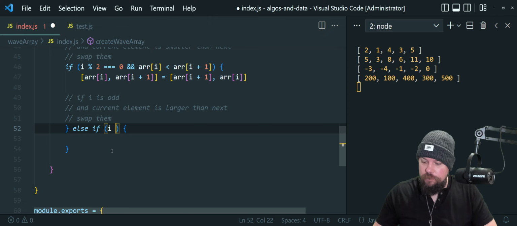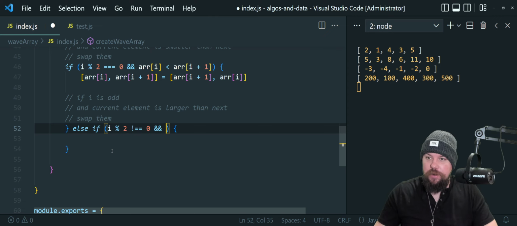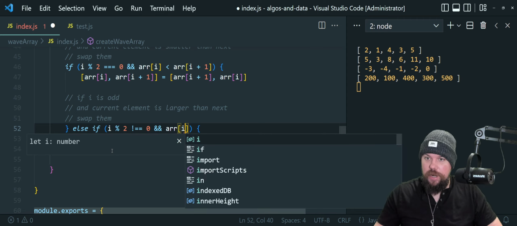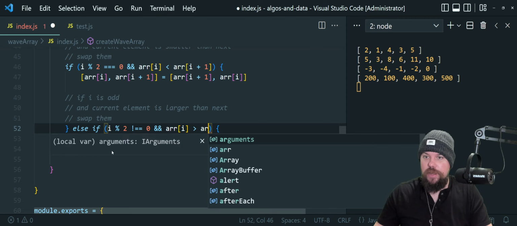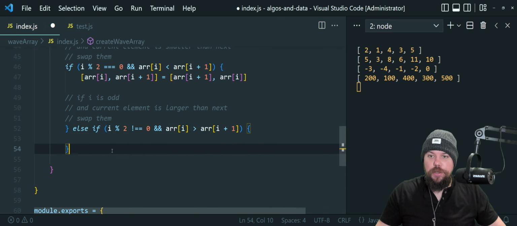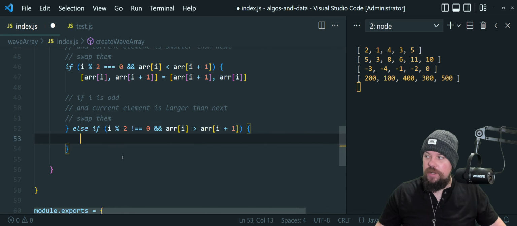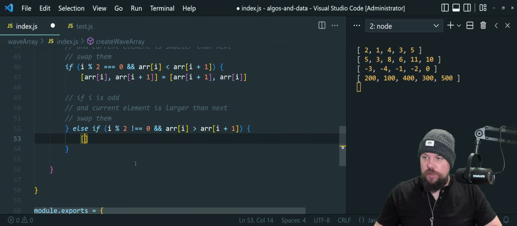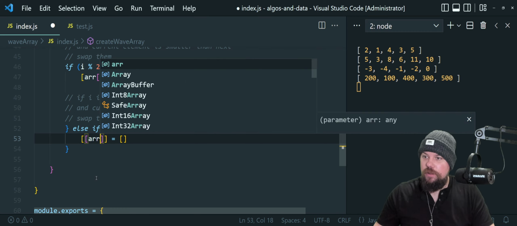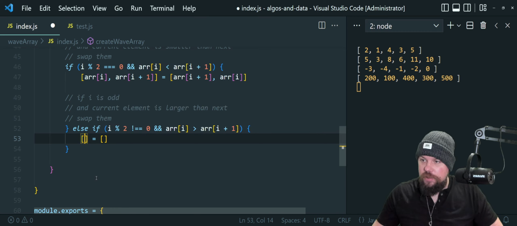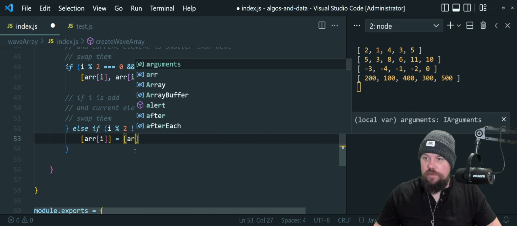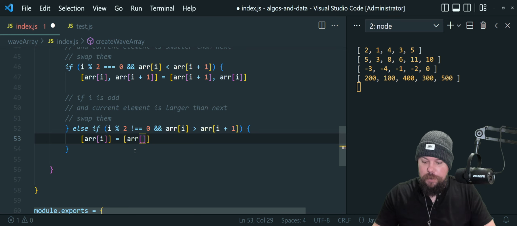So if i modulus 2 does not equal 0, we have an odd iterator. And if our array element we're looking at is greater than our next element, we're going to swap them using very similar looking logic. So we're going to say, just like before, we're going to do a cool little in-place destructure swap to say our current element is going to take on the value of the right-hand side element by doing the following.